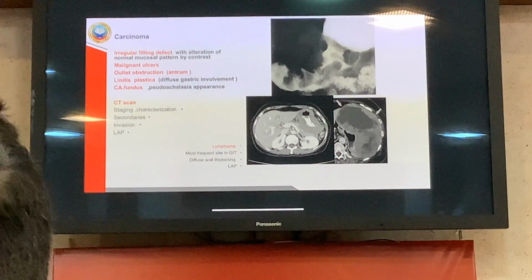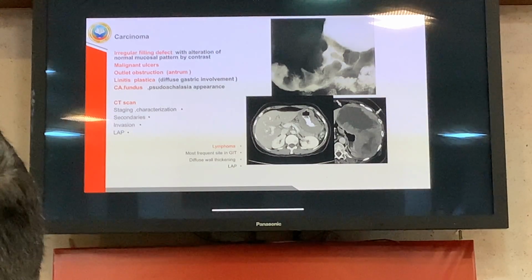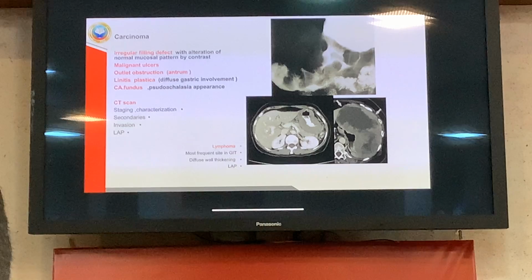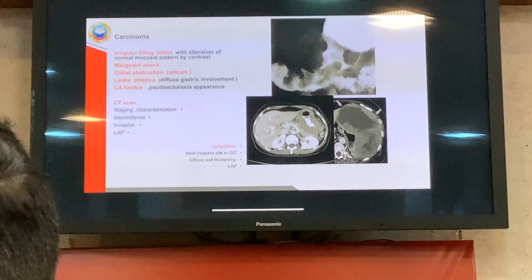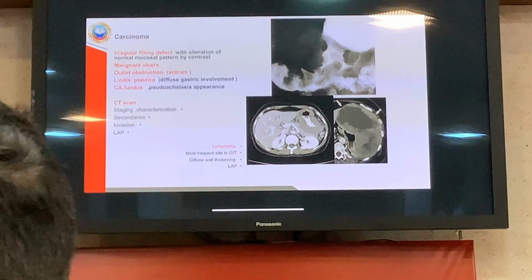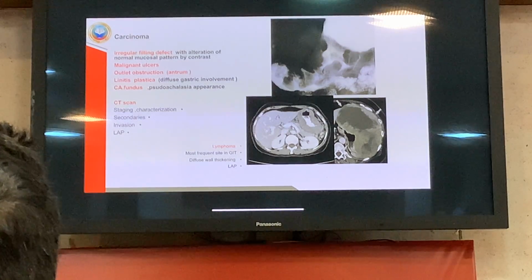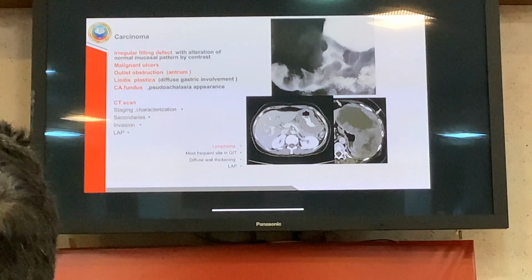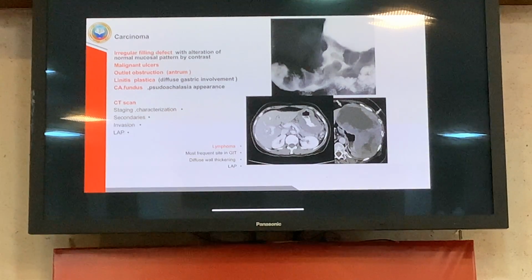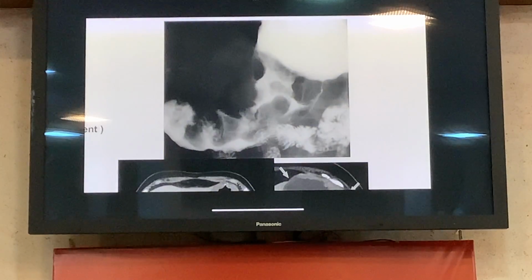The carcinoma in the stomach has a variable appearance. If you look, maybe you have an irregular filling defect or just a malignant ulcer, or the patient has linitis plastica, diffuse wall thickening, or sometimes you have a pseudo-epiploic appearance. By CT, you can do staging, characterization, and detect the abnormality, invasion, and lymph nodes. If you look at this patient, this is the stomach, is there any filling defect or not?